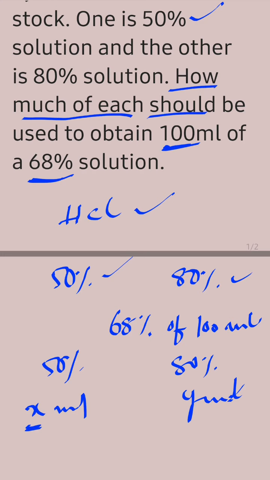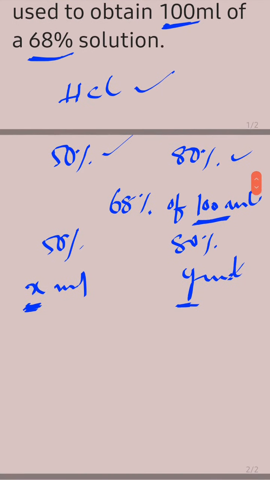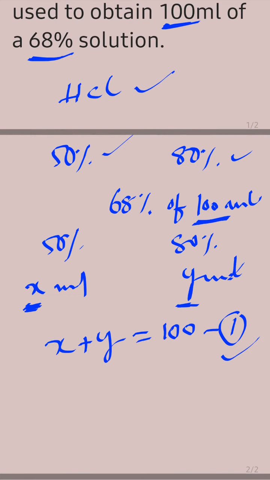If we add X ml and Y ml, two things are there: the quantity, and the relation between the quantity and the percentage. The percentage relation is the second equation, and the quantity of solution is the first equation. So to get 100 ml of solution, we have to add X ml and Y ml. So simply we'll get the first equation, that is X ml plus Y ml is equal to 100 ml. A very easy equation, one equation we got.